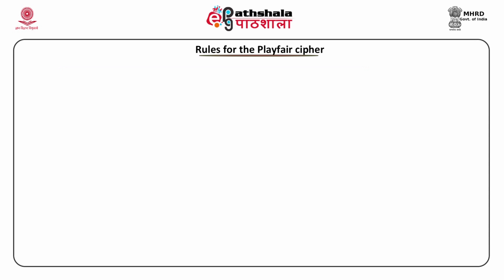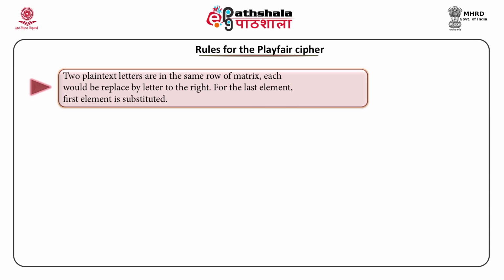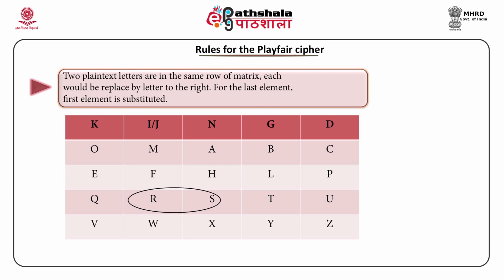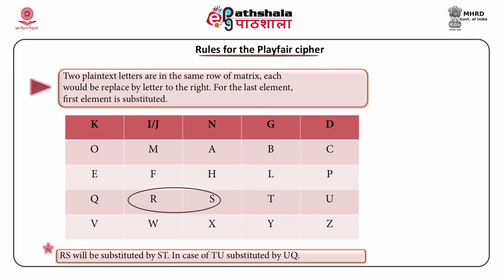The third rule is, if two plain text letters are in the same row of the matrix, each would be replaced by the letter to the right. If it is the last element of the row, you have to cycle and go to the first element to substitute. For example, on my slide, if I want to encrypt RS, R is followed by S. So R should be replaced by S and S should be replaced by T. So the RS case is clear, substitute them by S and T. If you talk about T, T would be substituted by U, but for U, you have to cycle and go to the first element of the row, that is Q. This is the third rule for substituting when the two plain text letters are in the same row.